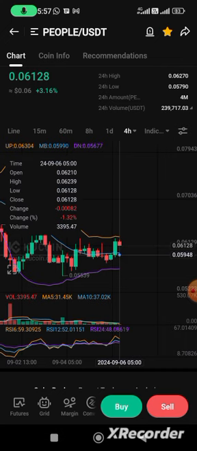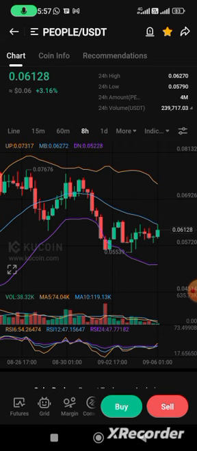On the 4 hours time frame. Remember, when you say 4 hours time frame, it will take a very long time, not just that 4 hours that you are seeing. Now, on the 8 hours time frame, you can see the chart has changed. So, what am I trying to say?